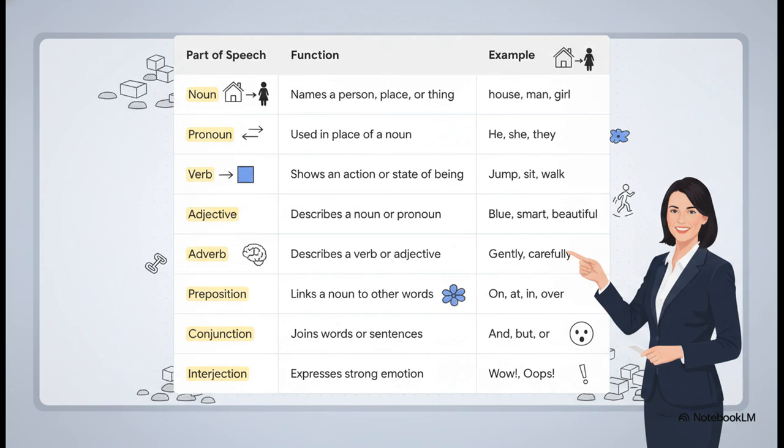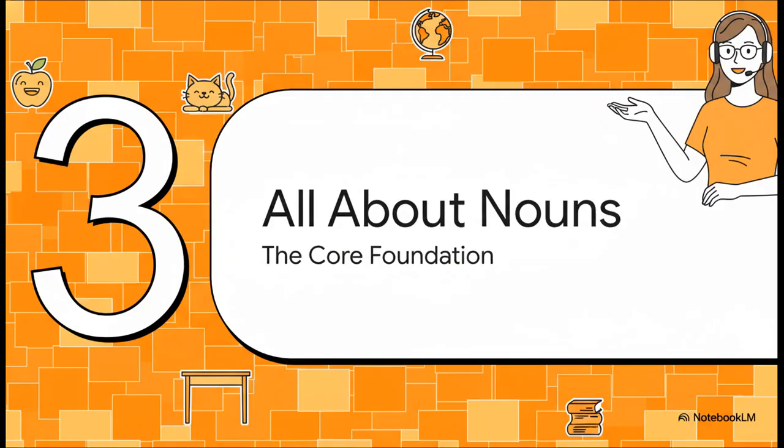And here they are, the 8 superstars of English. You've got nouns for naming things, verbs for all the action, adjectives to make things sound interesting, and so on. Every single one is important. But for today, we are going to laser focus on the absolute foundation of the house, the noun. All right, let's do it.